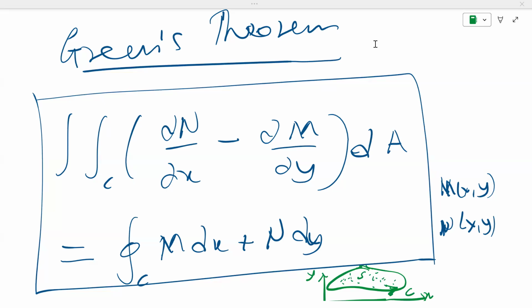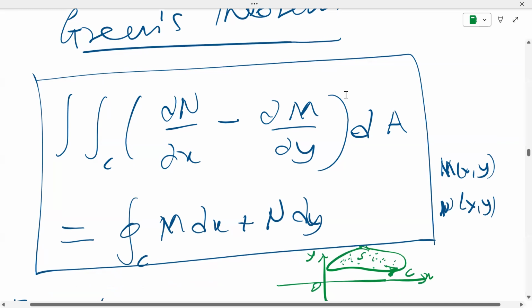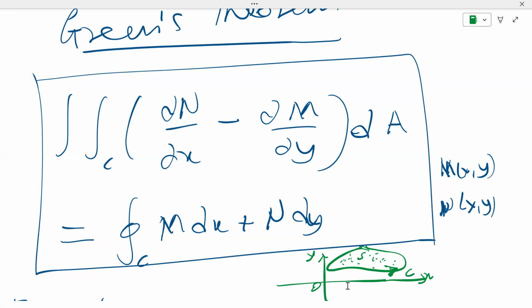Hello. So we want to consider Green's theorem. First, let me explain this figure over here. We are supposing that C is a simple closed curve which forms the boundary of a region S in the XY plane. Let C be oriented so that traversing C in its positive direction keeps S to the left. That is the counterclockwise orientation.